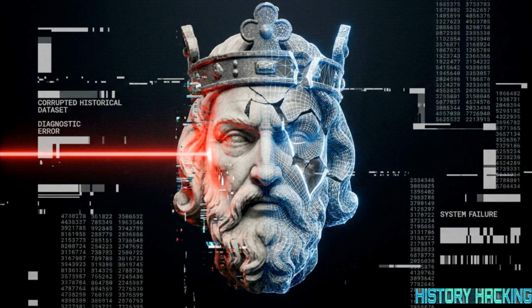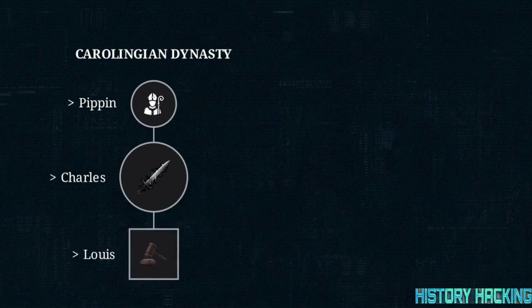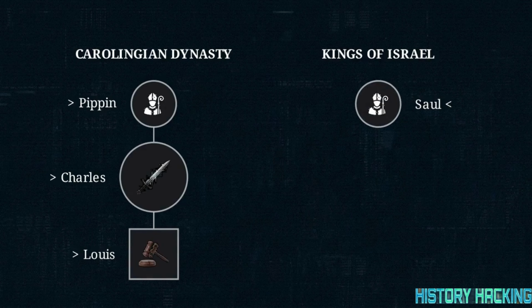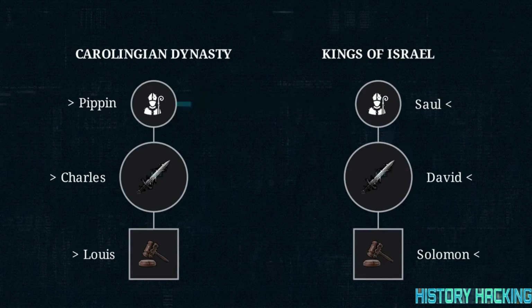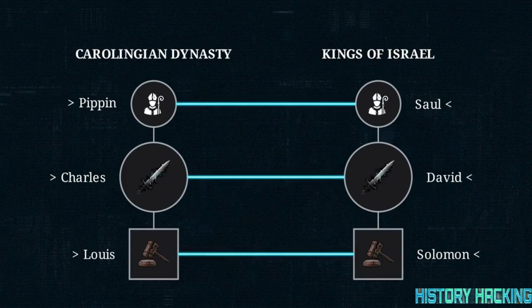The Carolingian file follows a precise script. King Pippin is anointed by a high priest, his successor, Charles, leads a massive expansion, and the third king, Louis, consolidates the laws before the empire fractures. This sequence mirrors the script used for the biblical kings of Israel. Saul is anointed by a priest, David expands through conquest, Solomon consolidates the realm. Both empires follow an identical 3-step loop of rise, peak, and division.